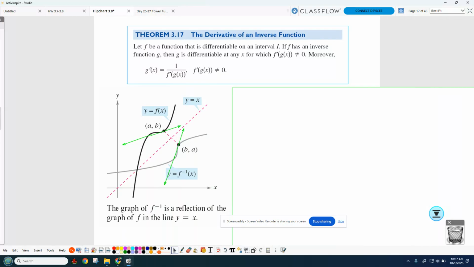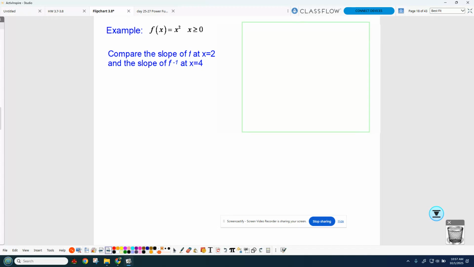I want you to try one example where you do know what the graph looks like. If you don't know the inverse of x squared, find it by trading x and y and solving for y. Just take the positive.